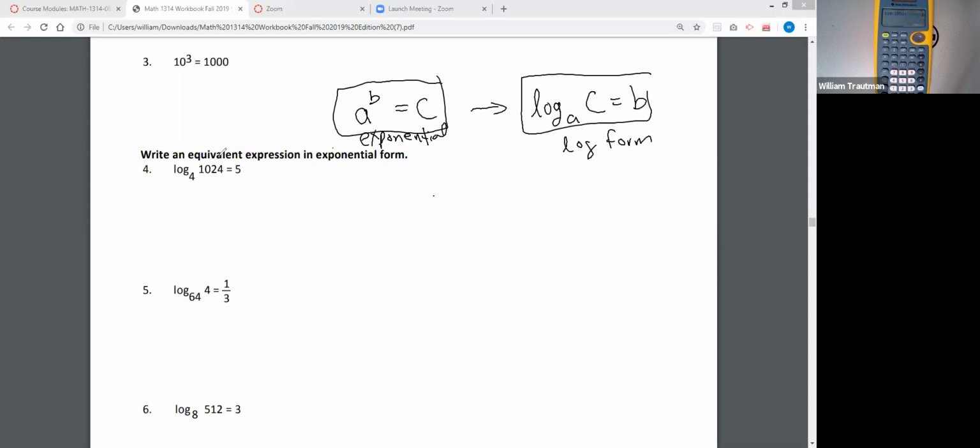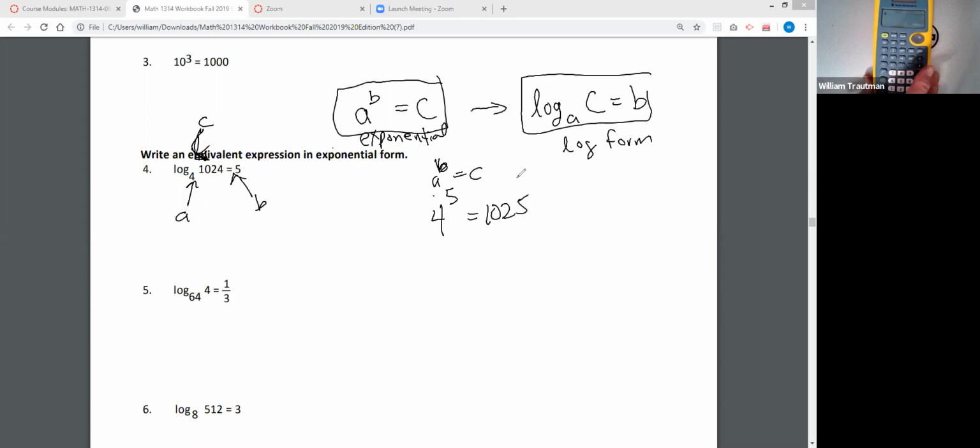So we have things in log form now. They want us to change them to exponential form. If it helps, label each of the numbers. This is A, this is B, and that right there is C. Now we just change it to exponential form. A to the B power equals C.